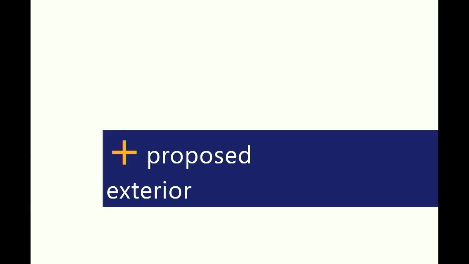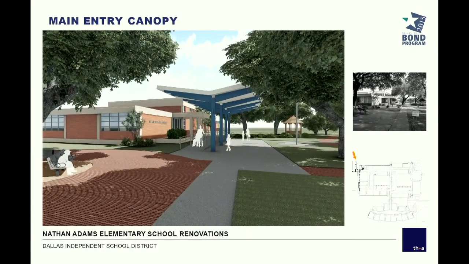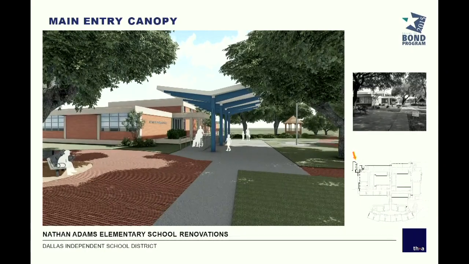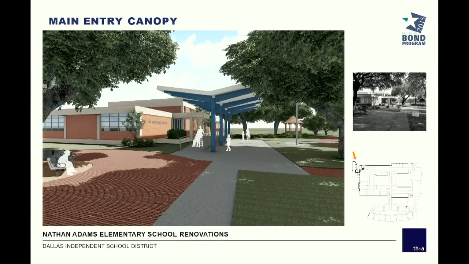So we're going to move on to the exterior view. This is a view coming up to the main entry, showing the new canopy that we are going to be putting out front, and you can see the ramp on the left side. The design of the canopy, the repetitive columns, kind of pulls off the existing design of the school with some of the structural columns that you see around the school. It creates a covered, protected entry that leads right up to the new vestibule.